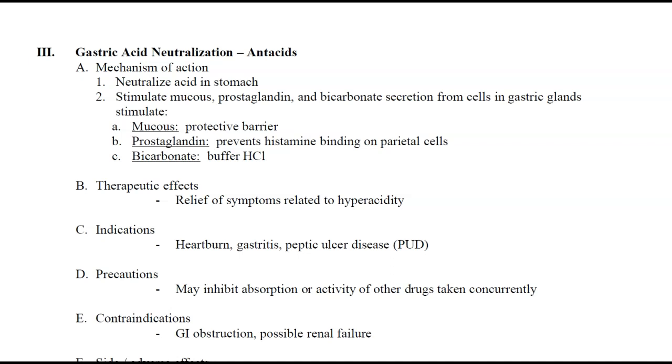acid and digestive enzymes. Meanwhile, prostaglandin has different effects in different parts of the body, right, but in the stomach itself, prostaglandin actually helps protect the lining because it prevents histamine binding on parietal cells. So that helps with the acidity and protection of its lining. Now, bicarbonate, on the other hand, is used as a buffer for hydrochloric acid. Buffer means it prevents changes in the pH of the stomach because it buffers hydrochloric acid.